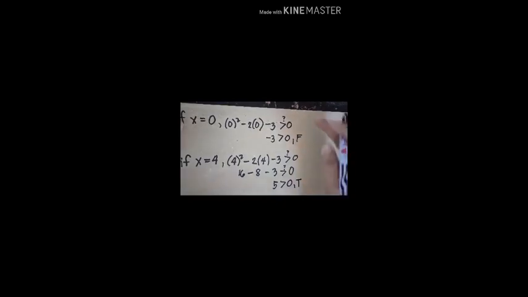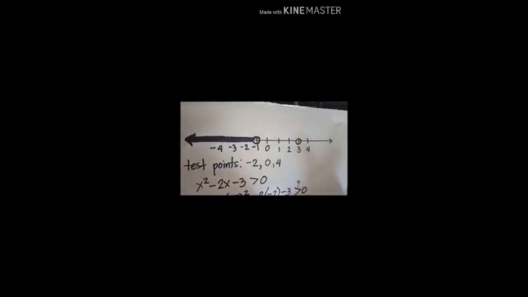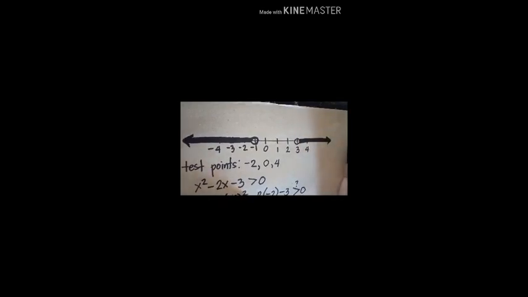So, ibig sabihin, yung region na nire-represent ni 4 is a part of the solution set. And since 4 is a part of the solution set, ibig sabihin, i-shade natin itong region na to, yung region na nire-represent ni 4, o yung region which is greater than positive 3. So, yan yung graph ng solution set natin. Ibig sabihin, yung solution set natin, hindi kasama yung negative 1, 0, 1, 2, and 3.